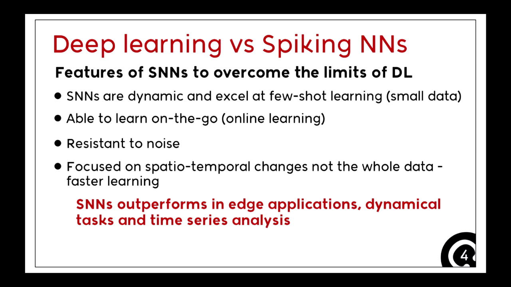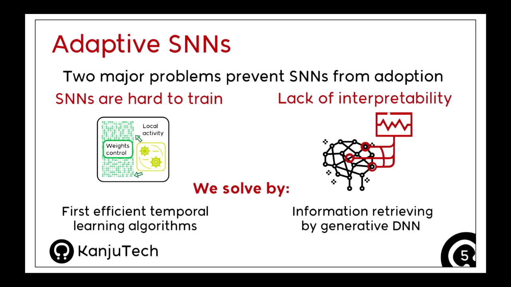They're dynamic, and they have internal dynamics, like recurrent internal dynamics, and are very good at few-shot learning and able to be resistant to some noise and maybe failures. But spiking neural networks have some issues as well.